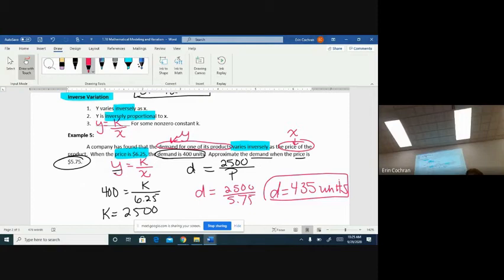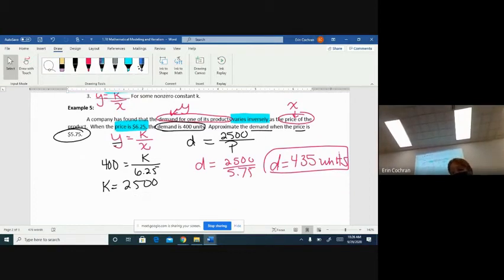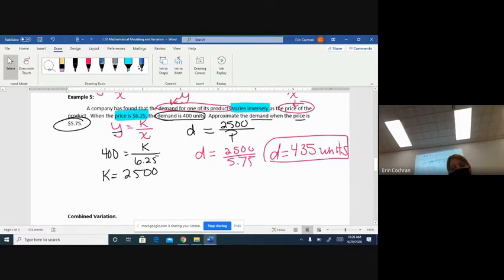If you notice, it says varies inversely, varies directly to the square of something, to the cube of something. That kind of determines which equation you're going to use. All right. And then the last one, nope, we got to go some more.